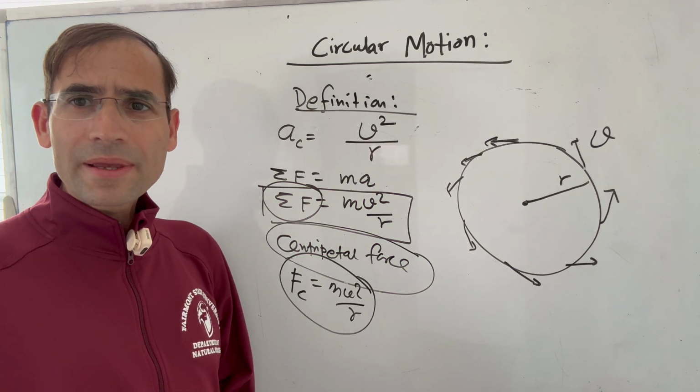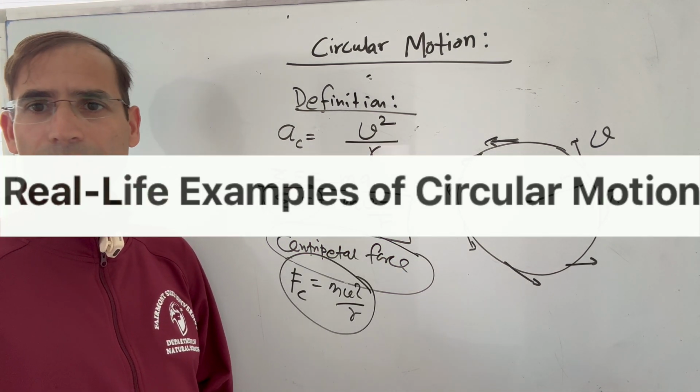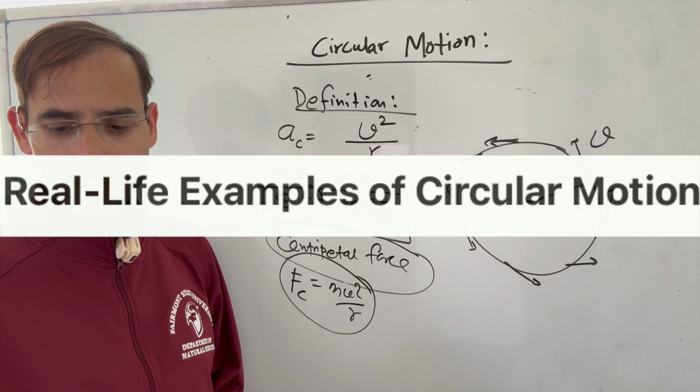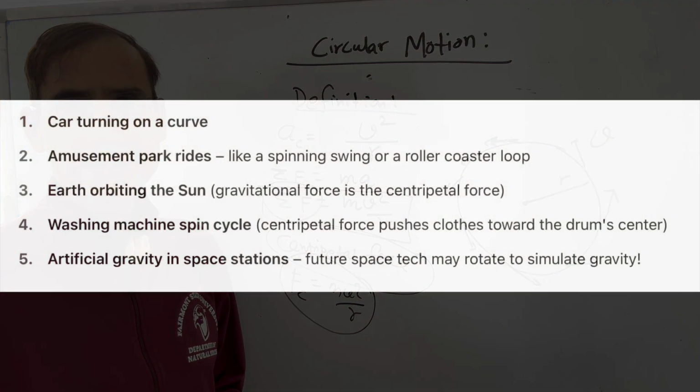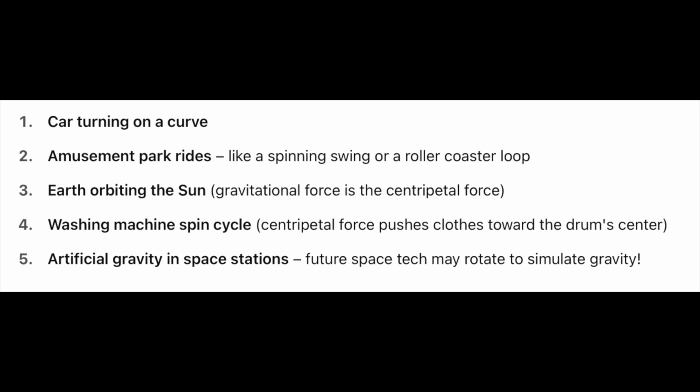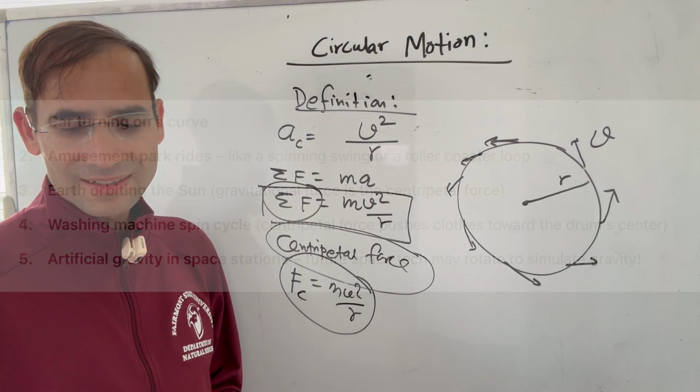So can you give me some real life examples of circular motion? I just gave you a car turning on a curve. What else? Have you been to an amusement park?